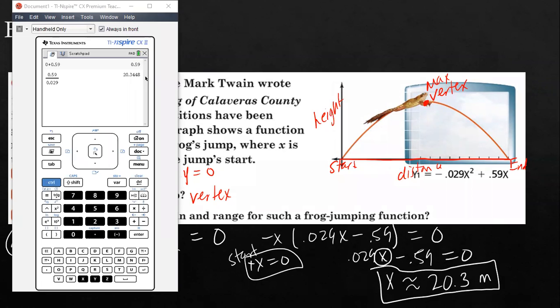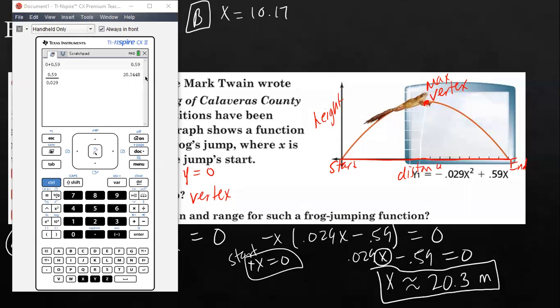Okay, then the next part, it says, what is the vertex? And that's because it's asking, what is the highest that the frog leaps? I'm looking for the vertex. Numerically, we can solve this. So just showing you numerically, and I'm going to show you graphically how you could solve for the vertex. So numerically, you know that the vertex is going to be halfway, right? That's the halfway point. And so if I know that I've gone 20.34 meters, then my halfway point is when X equals 10.17.